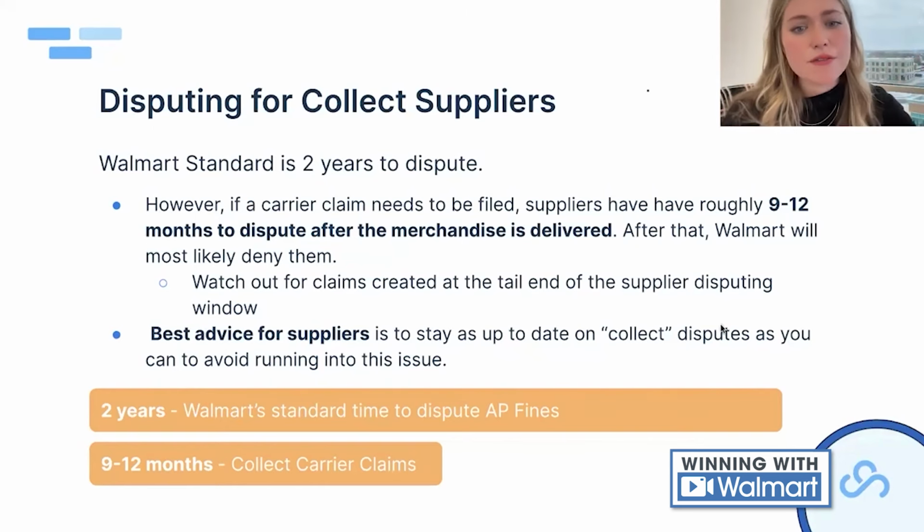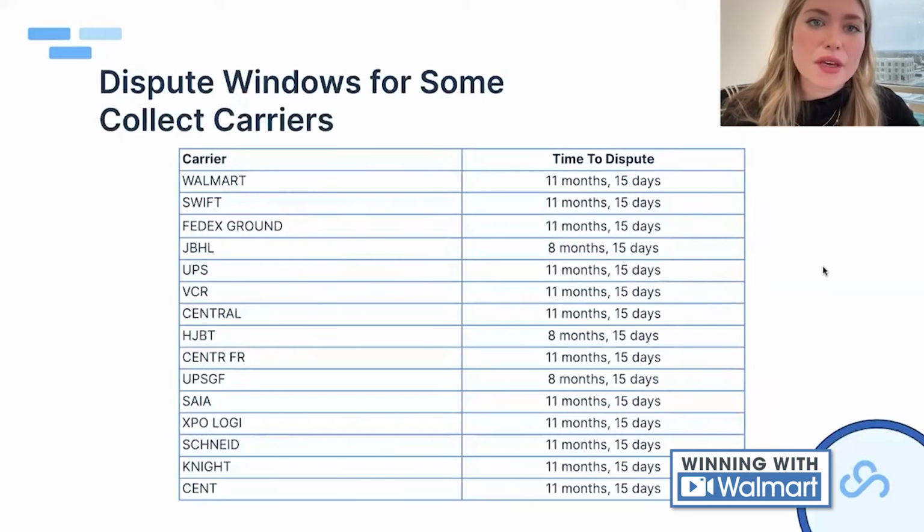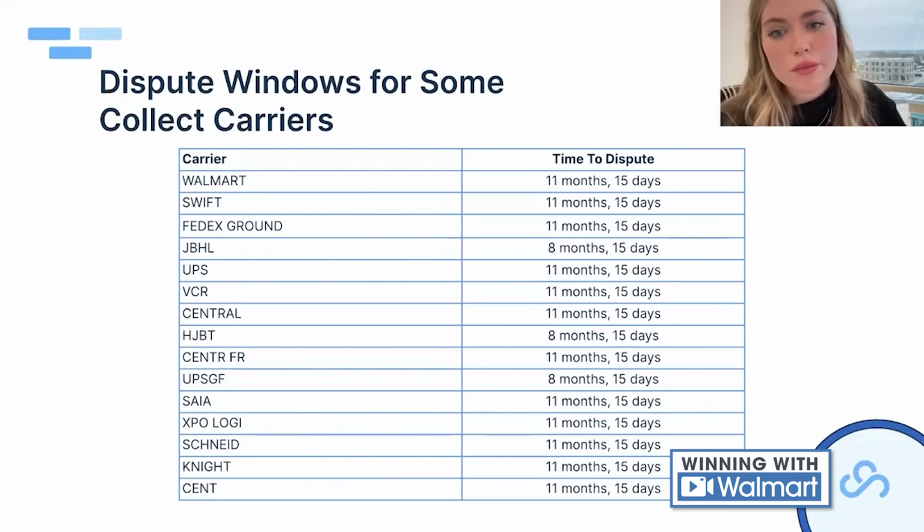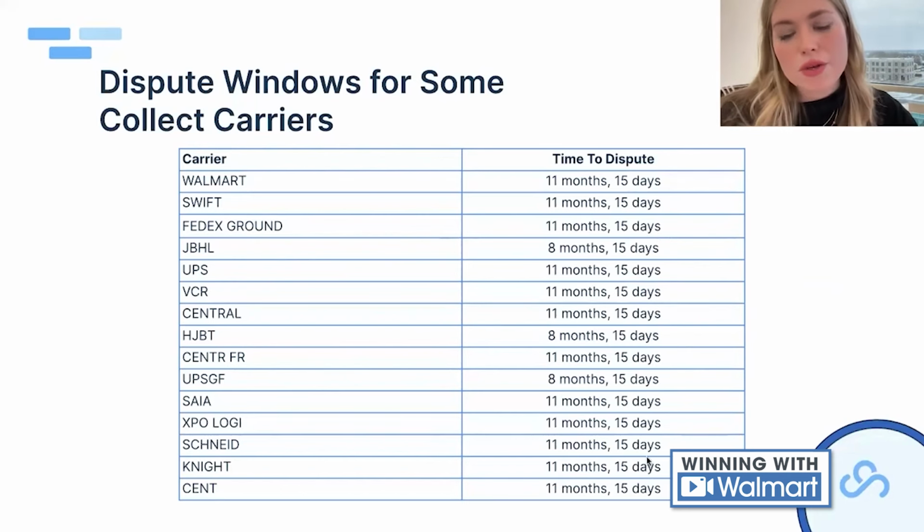But if you are a collect carrier, you really only have 9 to 12 months to go and get those documents that you need. The best advice we have for you guys is to stay up to date on collect disputes as you can to avoid running into this issue, which I know is easier said than done. Here are the dispute windows for some collect carriers. For Walmart, the majority of them, you have 11 months and 15 days, very specific. And then for other ones, you have about 8 months and 15 days.